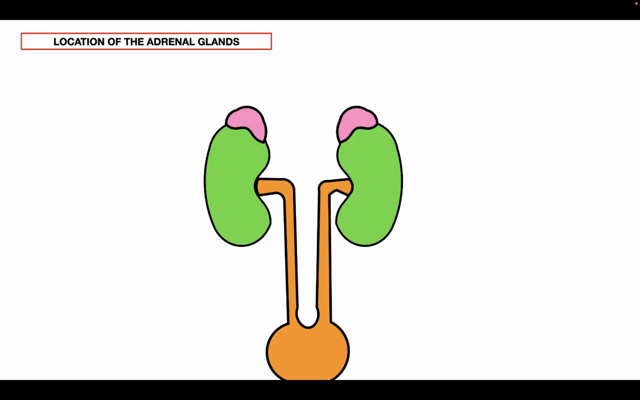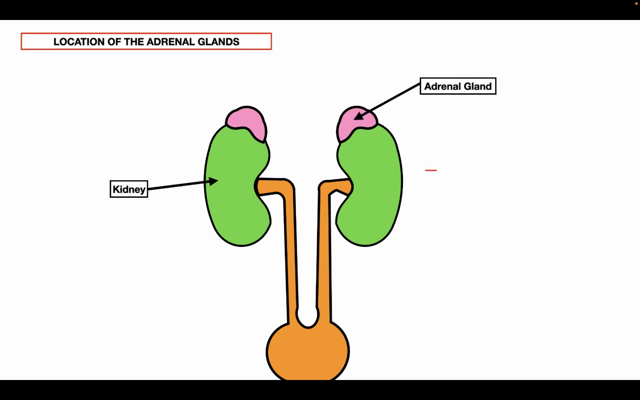So I would like to begin by first giving you the location of our adrenal glands. The adrenal glands are going to be located on top of our kidneys. So in this diagram, these green kidney bean structures are representing our kidneys. And on the very top of them, we see these pink structures. These pink structures represent our adrenal glands.